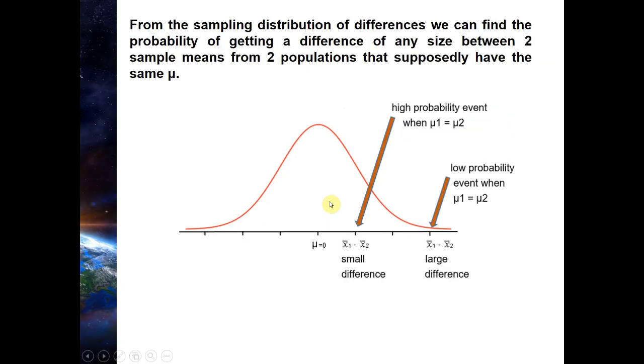So, from the sampling distribution of differences, we can find the probability of getting a difference of any size between two sample means, like men and women, from two populations that supposedly have the same mu. So we're going to initially assume that men are no different from women.